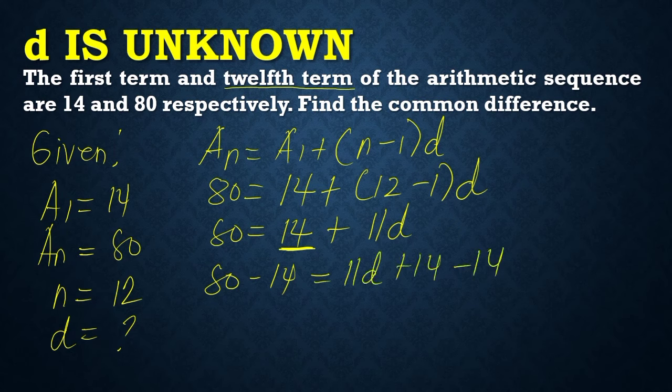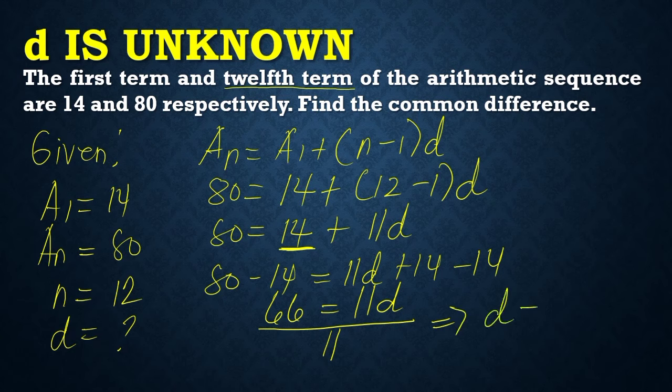Okay, so 80 minus 14, that is 66, is equal to 11d. So, i-divide natin yung numerical coefficient ng 11d para matanggal yung 11 na yon. So, 66 divided by 11, so d, or the common difference, is 6. Okay? So, check natin kung makukuha nga yung mga terms, no?